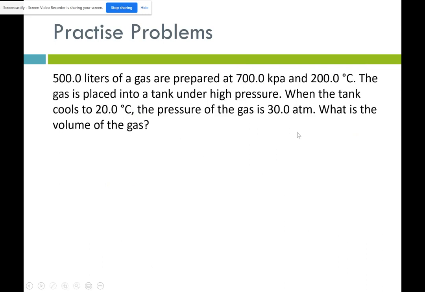We'll do one more, and then I'll give you time to work on your homework problems. So we have P1 V1 over T1 equals P2 V2 over T2. The question says 500 liters of gas, so this is my initial volume, is prepared at 700 kilopascals. Okay, so this is my initial pressure, and 200 degrees Celsius, this is my initial temperature.